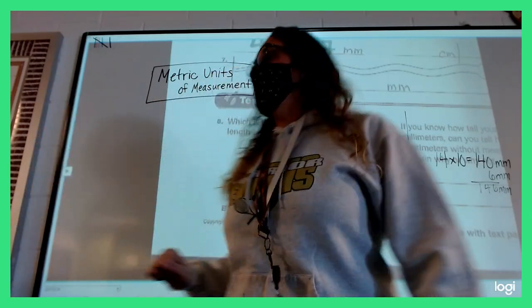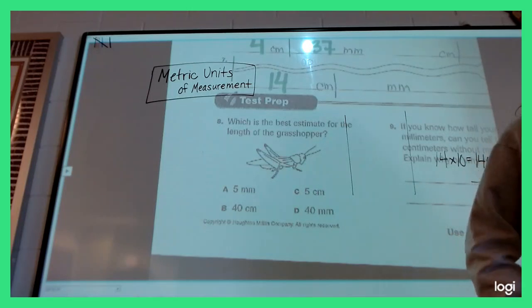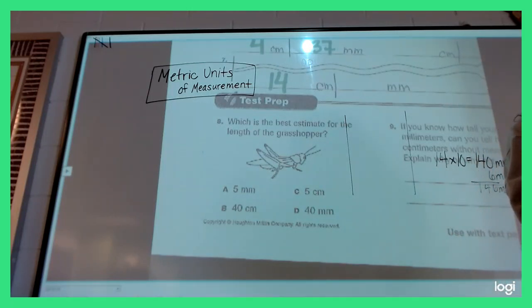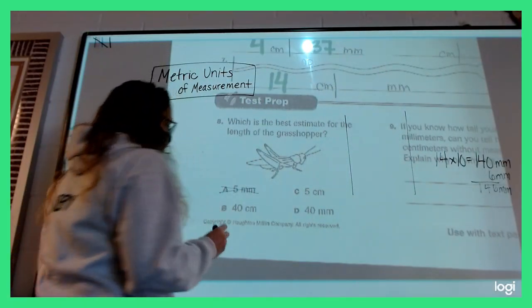So with that in mind, would 5 millimeters be a good measurement of a grasshopper? Picture what 5 millimeters would look like in your head or look at your ruler. Hayden, what do you think? No. No, 5 millimeters is half a centimeter. That might describe an ant, right? But not a grasshopper. So we can go ahead and cross off A. That won't work.